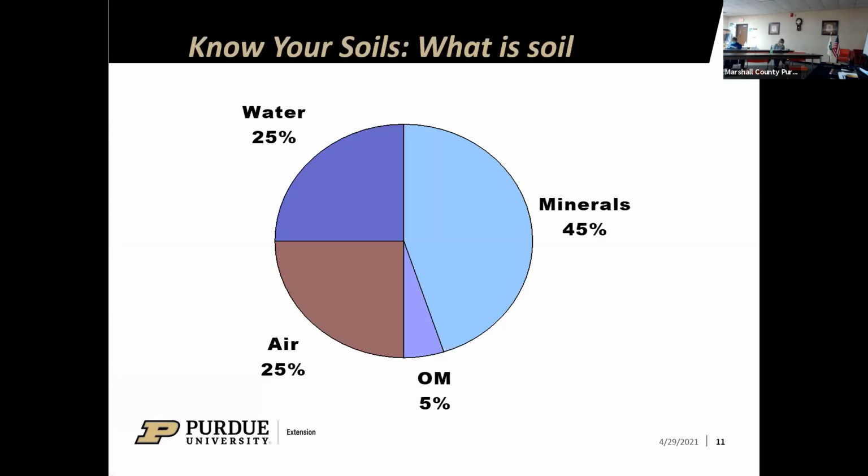We want to remember that what soils are is that mineral component, which in most Indiana soils is 45% or even higher of the material making up the actual soil particles. Then air and water. We always want to remember the roots need air just like we need air. And also they need enough water to be able to maintain their plant metabolic functions.